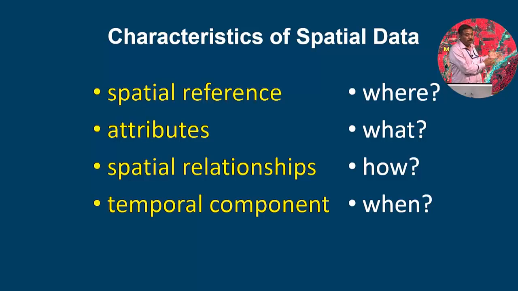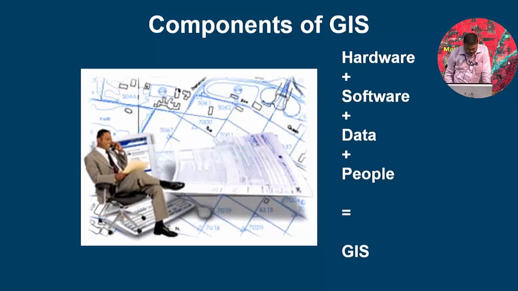Maybe in 1960 the forest polygon size was different. The moment some deforestation has taken place, the forest polygon has changed. So that dynamics part can easily be associated with any of the spatial data. So when we talk about components of GIS, there are certain components like hardware, software, data and people.